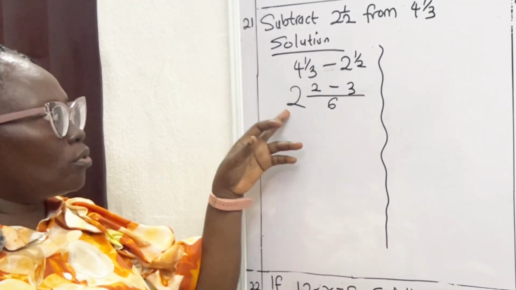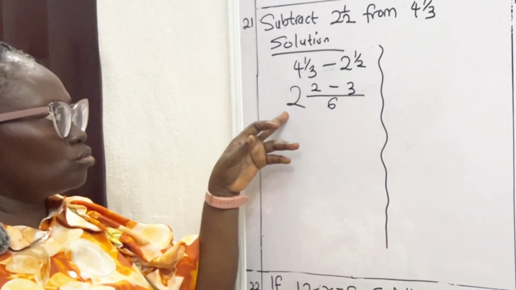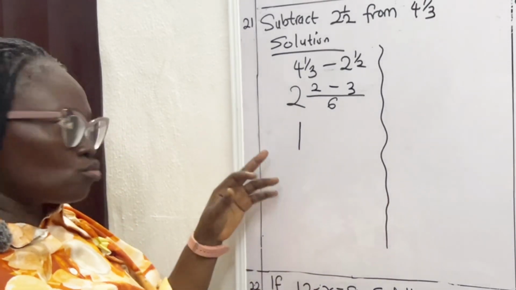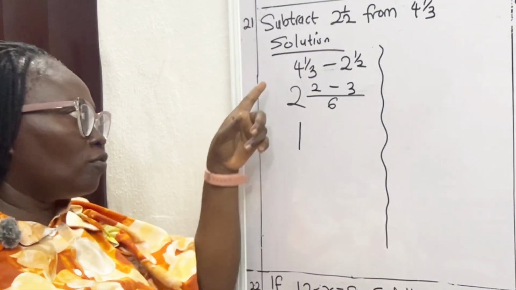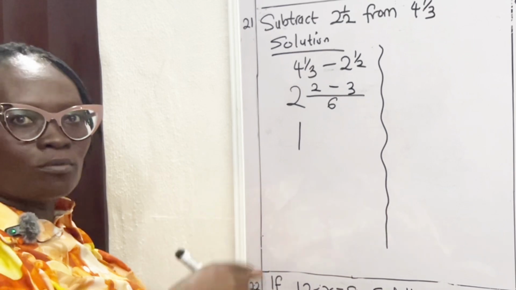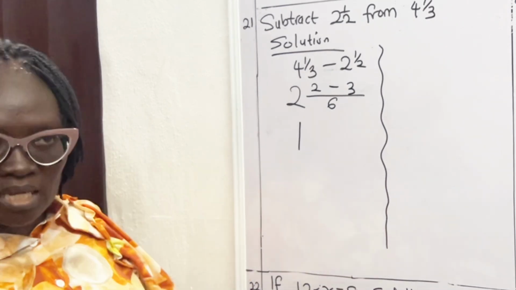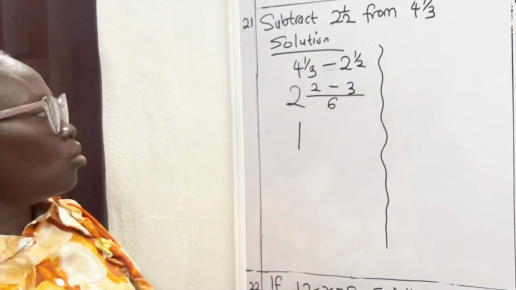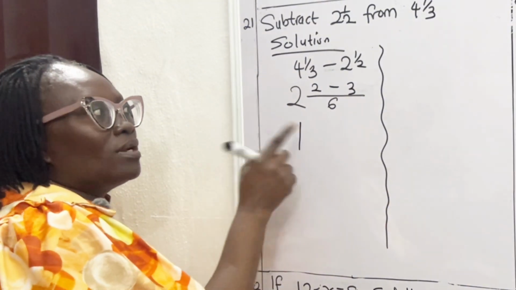So what you do is you borrow 1 from here, from these two. So the 2 will become 1. Okay, the 2 will reduce to 1. Then this 1 you are going to borrow from here is going to be 6. Just like we said, when you borrow 1 from tens, the 1 is actually 10. Okay, when you borrow 1 from binary, the 1 is 2. So if you borrow 1 from here, the 1 is actually 6.